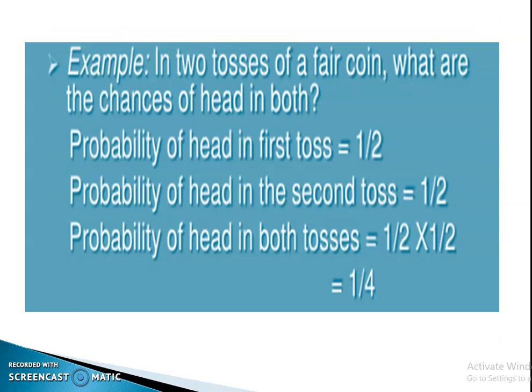For example, in two tosses of a fair coin, what are the chances of head in both? When we toss a coin two times, or if two coins are tossed at a time, the possible outcomes are 4. Probability of head in first toss is 1 by 2 and probability of head in the second toss is 1 by 2. Probability of head in both tosses is 1 by 2 into 1 by 2 equal to 1 by 4.